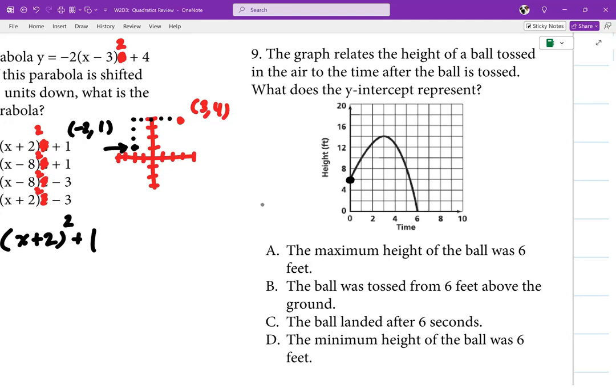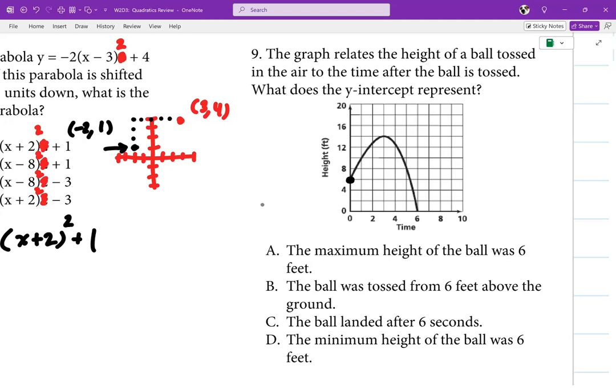What was the highest that it reached? 14, right? Remember, it's going by 2. So the maximum it reached was 14, and that happened after 3 seconds, right? It's 3, 14. That's its vertex, the highest point.